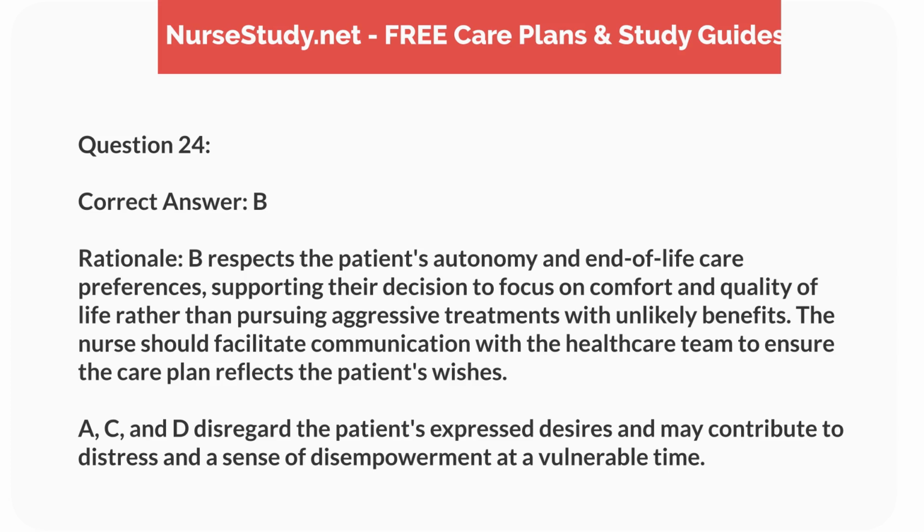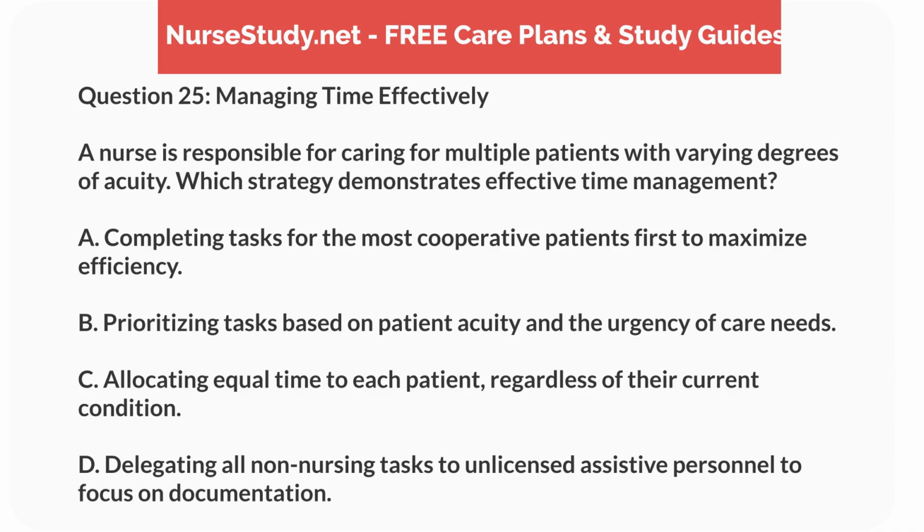Correct answer: B. Rationale: B respects the patient's autonomy and end-of-life care preferences, supporting their decision to focus on comfort and quality of life rather than pursuing aggressive treatments with unlikely benefits. The nurse should facilitate communication with the healthcare team to ensure the care plan reflects the patient's wishes. A, C, and D disregard the patient's expressed desires and may contribute to distress and a sense of disempowerment at a vulnerable time. Question 25.